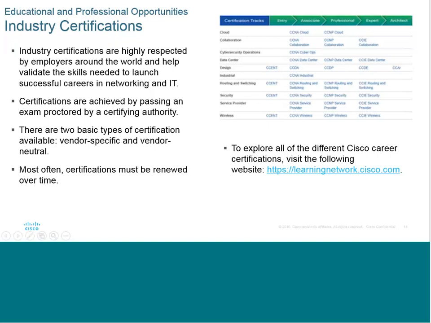These are the different certifications you can see here: cloud, collaboration, cyber security, operations, data center, and these are the routing and switching. This is the security, then service provider and wireless. And these are basic. The basic is CCNA, Cisco Certified Network Associate, in cloud, in collaboration, in cyber security. All these are mentioned. And these are the certification tracks, and these are the levels.